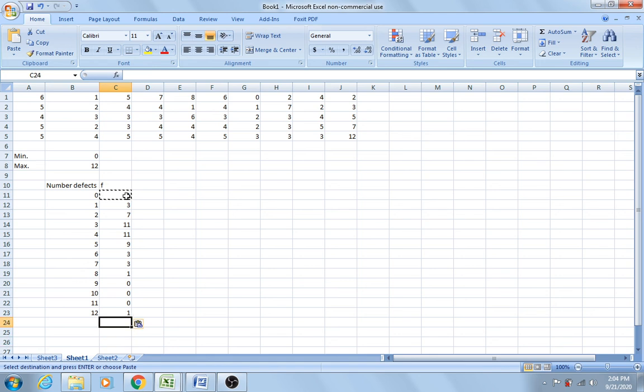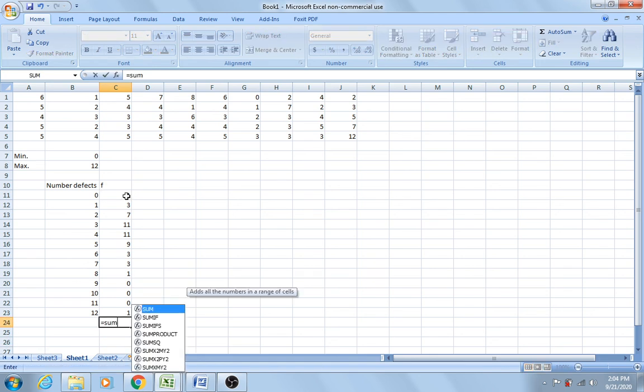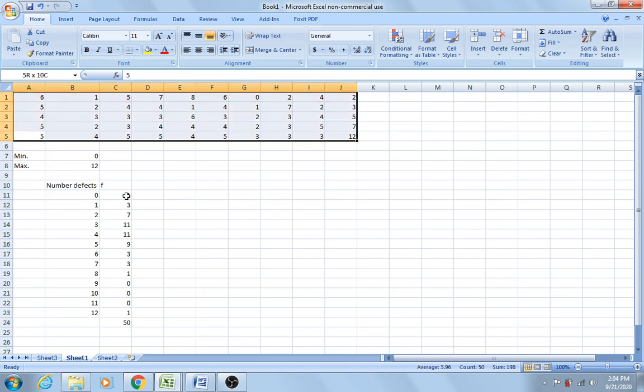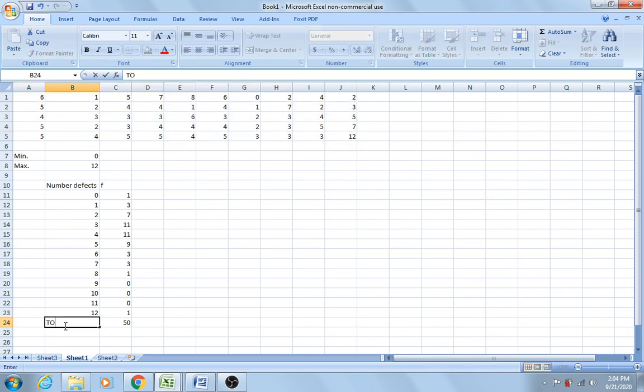Okay, and then total everything, sum them. See, 50. So we are good, because how many data that we have here? Count 50. So we are good. So this is the total.